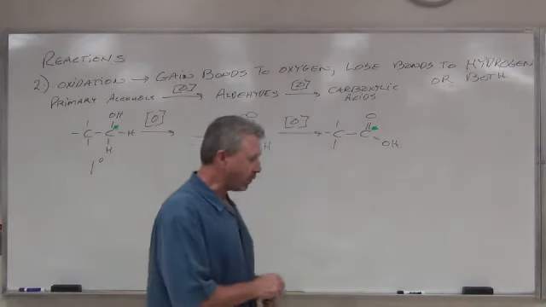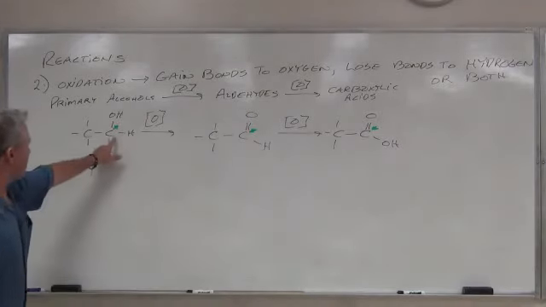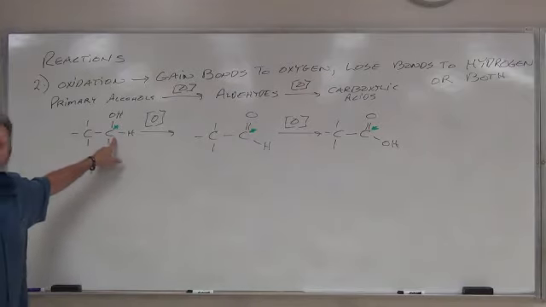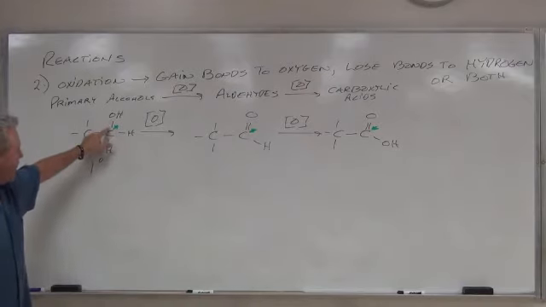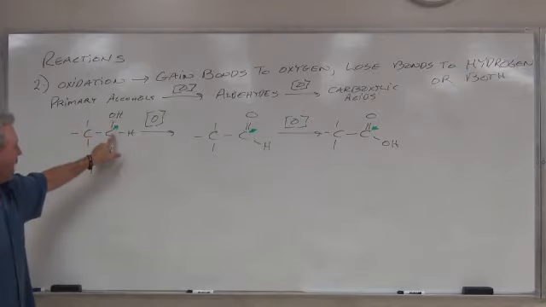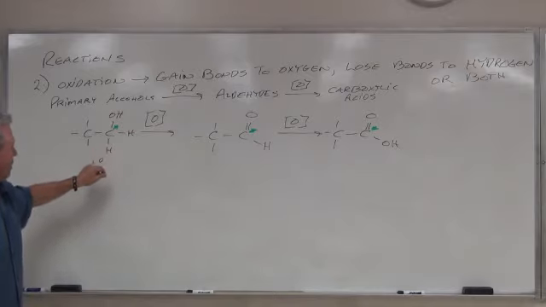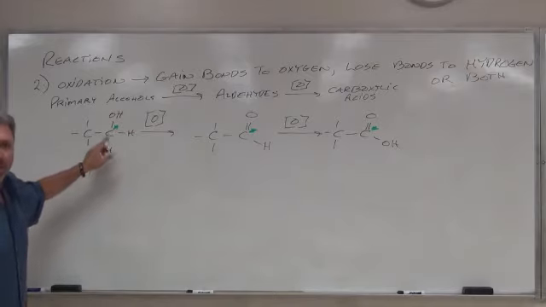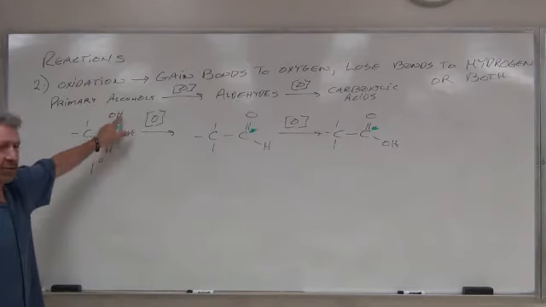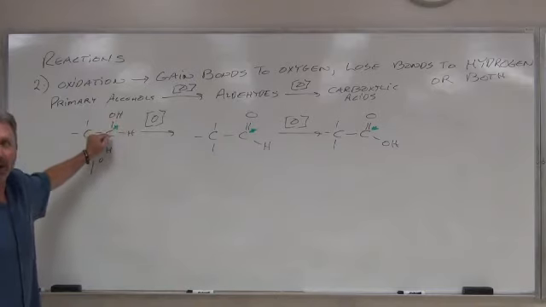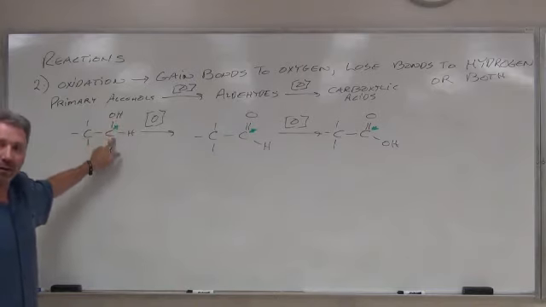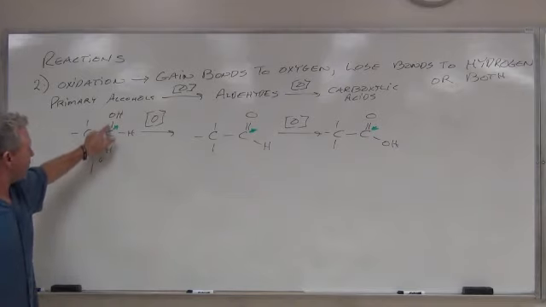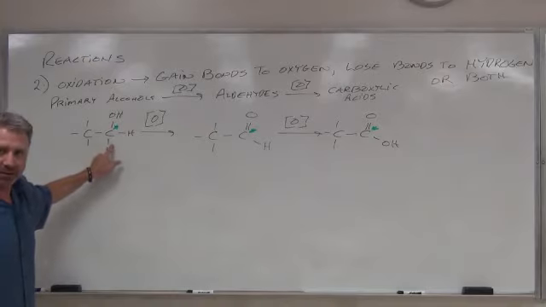Okay. Let's look at our carbon right here with our star on it, our primary alcohol. How many bonds to oxygen does it have? One. How many bonds to hydrogen? Two. This other hydrogen is bound to the oxygen, not to the carbon. We're only looking at the carbon. The carbon has one bond to oxygen, two bonds to hydrogen.